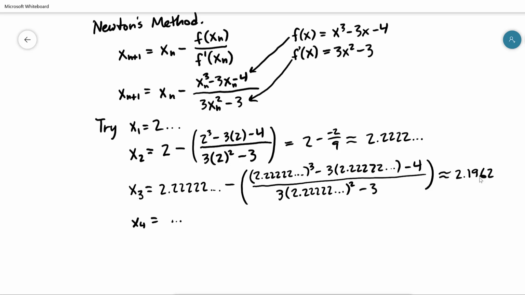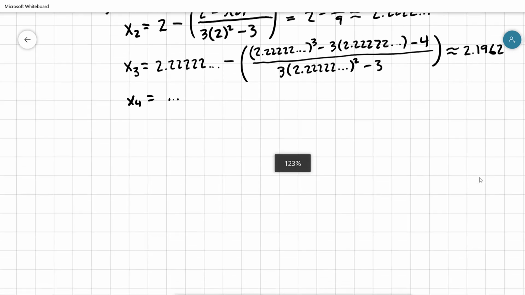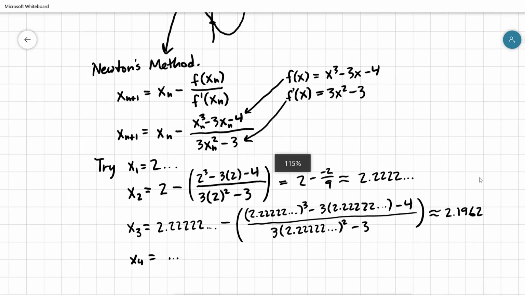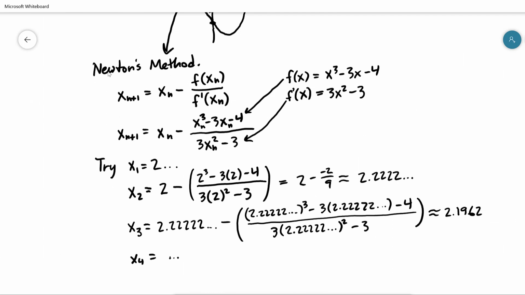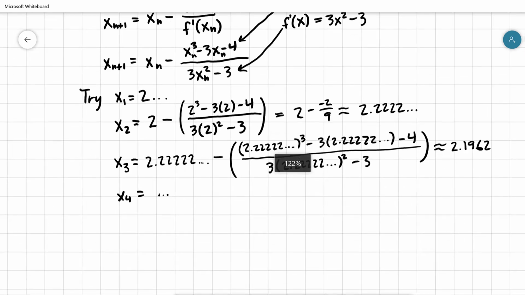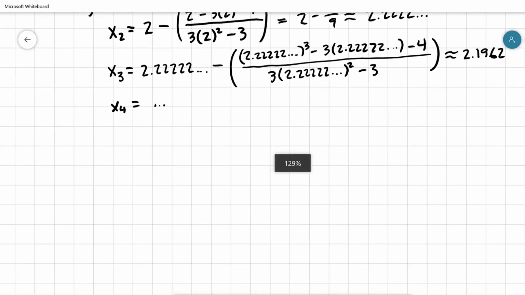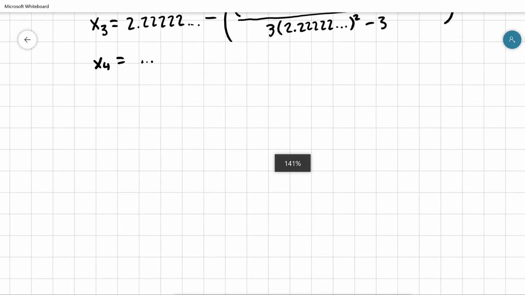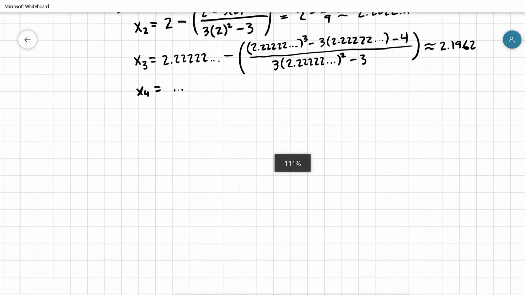But the point is, this isn't a method that's meant to be done by hand. Technically, back when Newton invented it, that's exactly what he did. He did it by hand. But it's really something that's easy to program in a calculator on a computer, and it's going to be something that we'll take a look at.